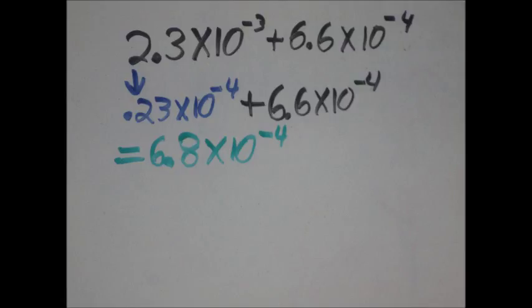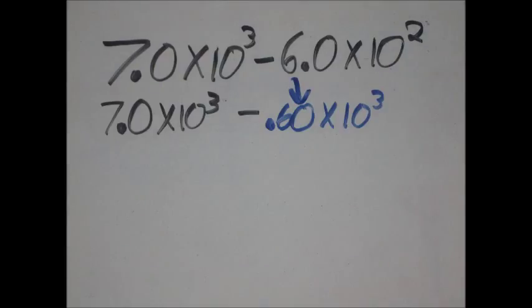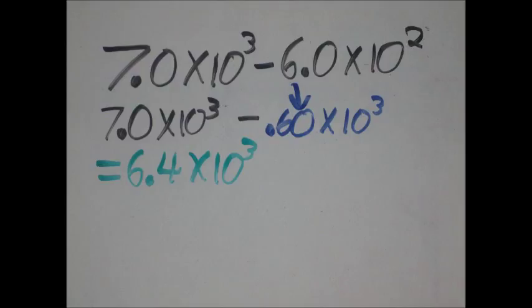Subtracting in scientific notation works similarly to adding. If you take 7.0 times 10 to the third minus 6.0 times 10 to the second, change the smaller number into 0.60 times 10 to the third. So you get 7.0 times 10 to the third minus 0.60 times 10 to the third, which is equal to 6.4 times 10 to the third.